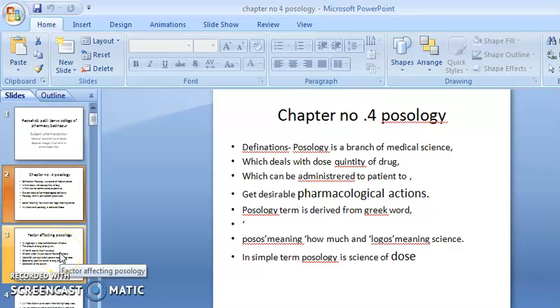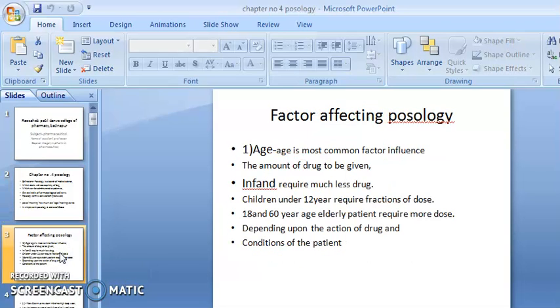ठीक है. समझ लो, it is the science of dose. You have to study the dose calculation, which is called posology. जे dose calculation चा study आहे त्याला म्हणतात posology.